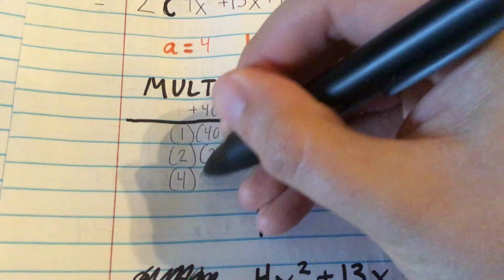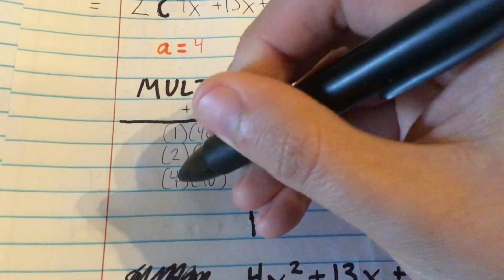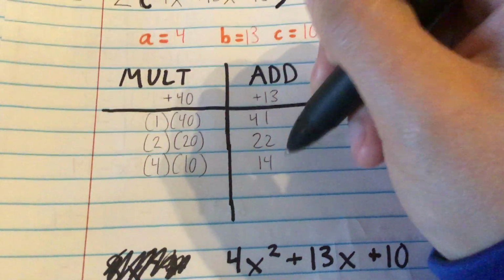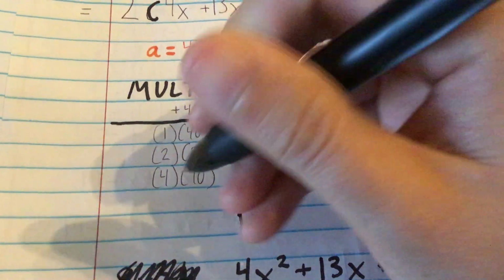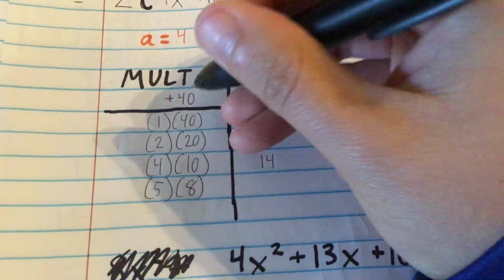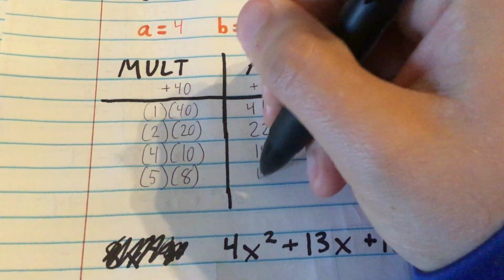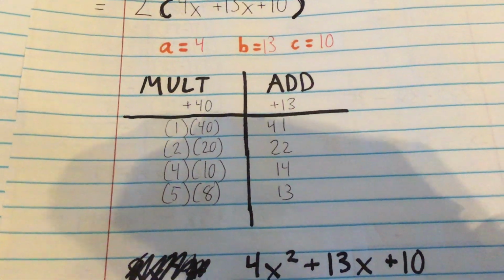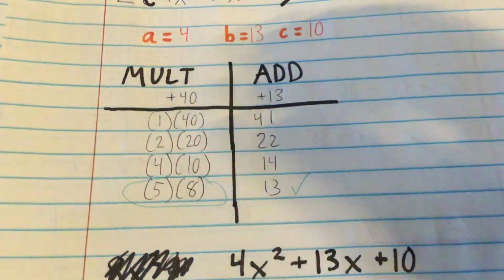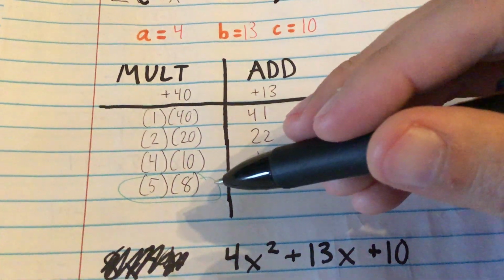So let's try 4 and 10. 4 times 10 is 40. 4 plus 10 is 14, not 13. Let's try 5. 5 times 8. 5 times 8 is 40. 5 plus 8 is 13. There we go. We have a winner. So 5 and 8 are the winning team.